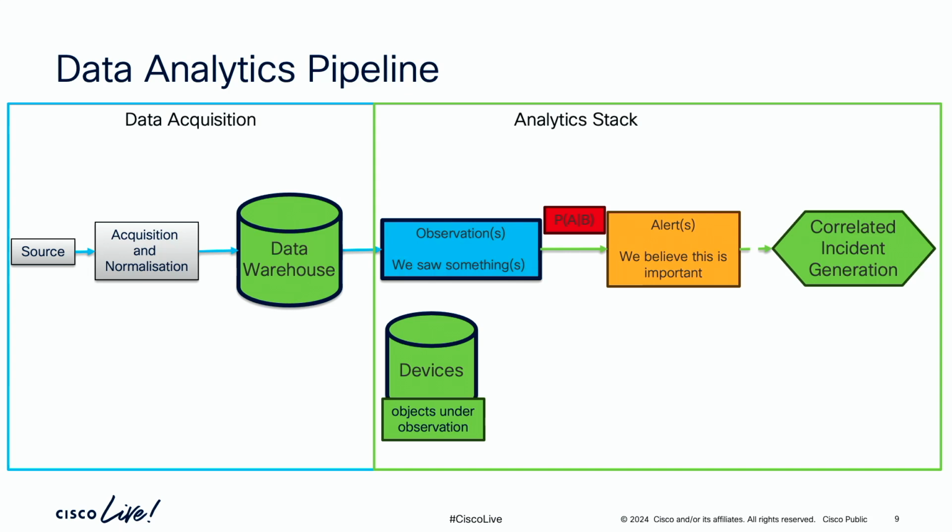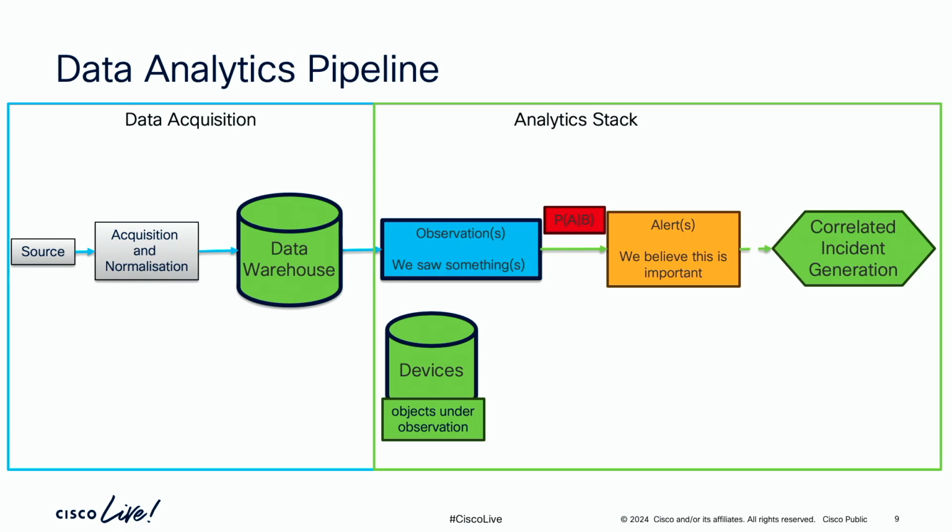So what we do with all of those, depending on the data source, some are APIs, some are streaming. Data comes in, data is normalized, it goes into the data warehouse. Data warehouse is then basically where we run our analytics. The analytics stack goes through what I call an observation to alert model. Observations are algorithms that are running to look for certain things of interest in the data sets.